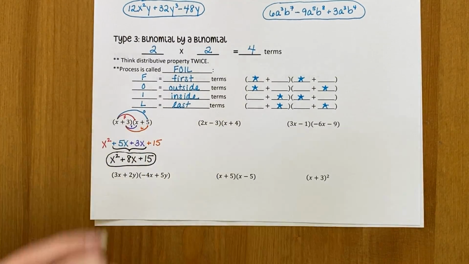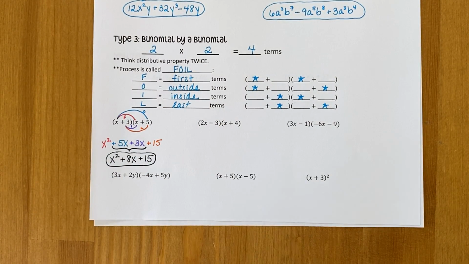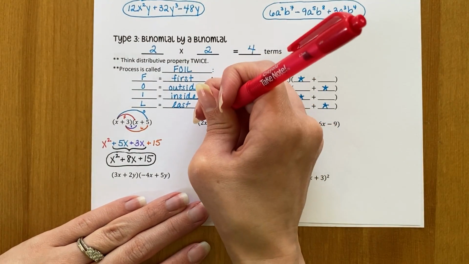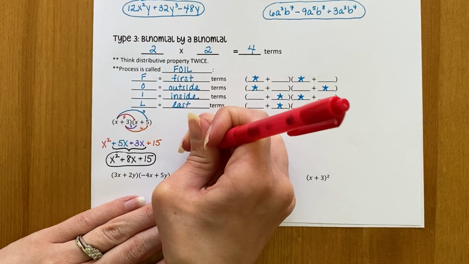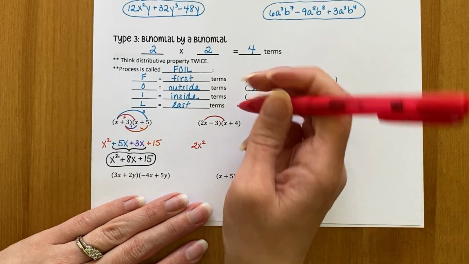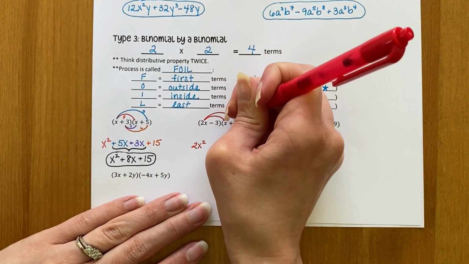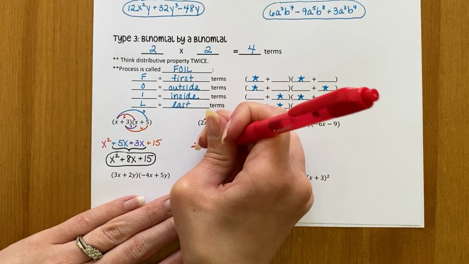All right, let's take a look at that one more time. Well, actually a few more times, sorry. So we have 2x times x, which should make 2x squared. 2x times 4 should be 8x.